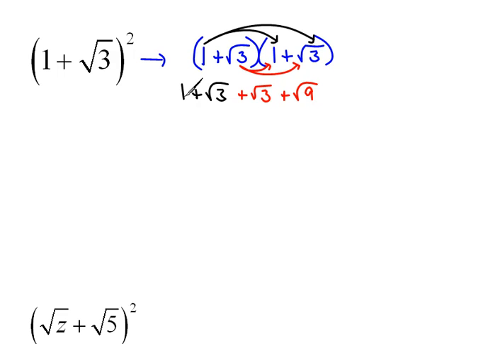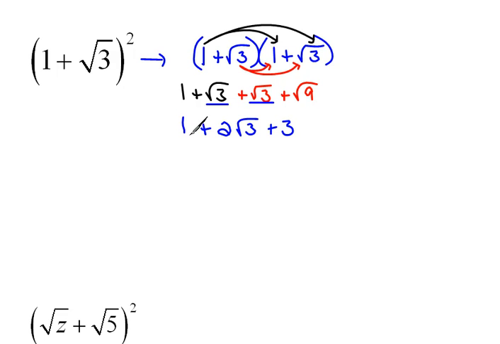So let's see, 1 is good. The square root of 3 plus the square root of 3, those are like terms that we can combine. That would be plus 2 square roots of 3. And then here we have the square root of 9. Well, this is a perfect square. The square root of 9 is 3.